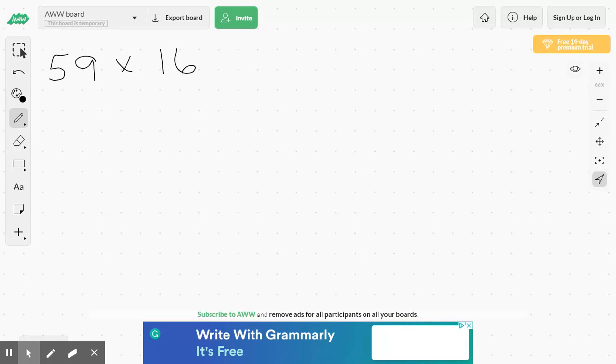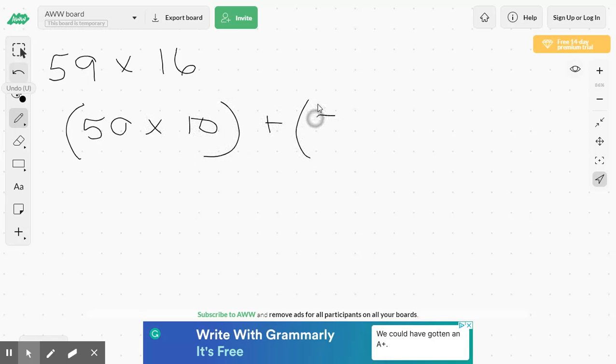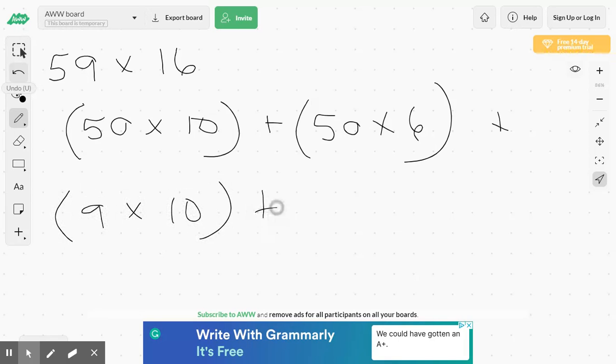So here, what we're going to do in this one is we're going to take the 5, and the 5 is like a 50, so we're going to say 50 times 10, 50 times 6, 9 times 10, 9 times 6. So taking each of those values and multiplying them, and what that looks like when we write it out is 50 times 10 plus 50 times 6 plus 9 times 10 plus 9 times 6.